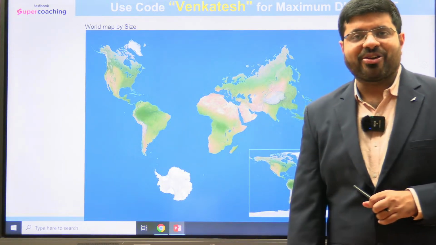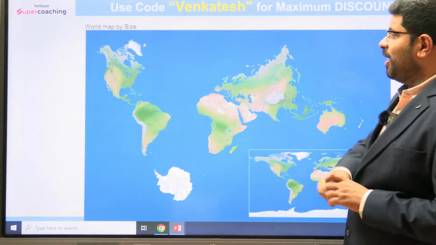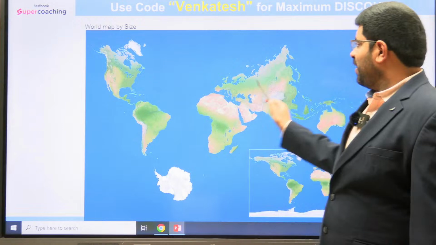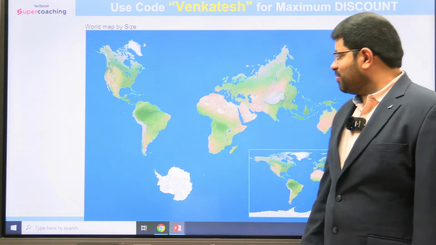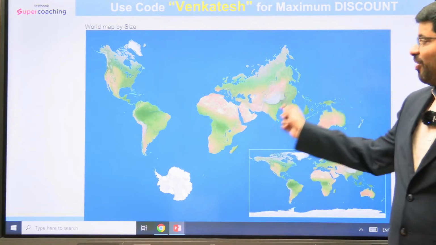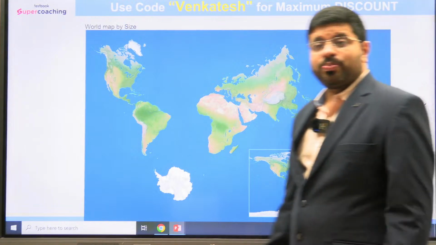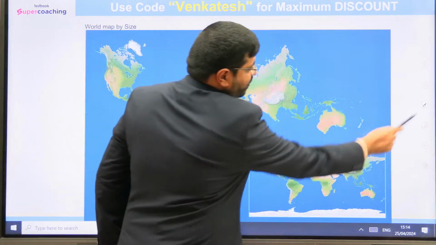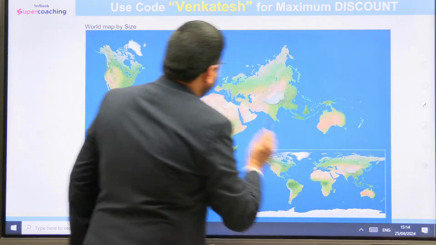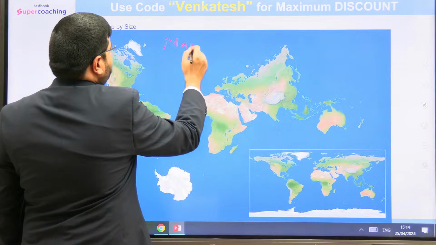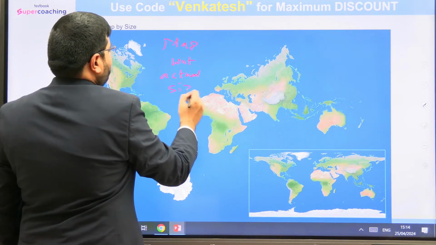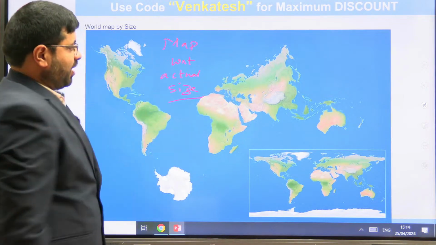Whenever you next draw a world map, look at Greenland, look at Antarctica, look at Russia, look at Europe, very small. This is how we have to draw a world map if you go by the pure sizes. And this is the actual map which we draw, a map with respect to the actual size of the countries. This is how it looks.